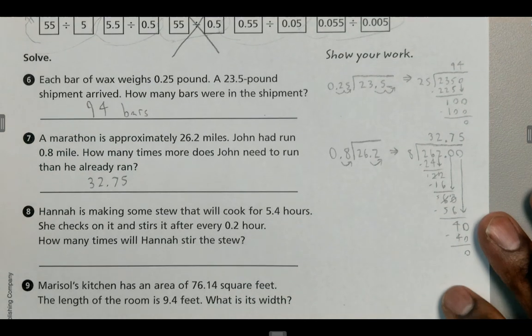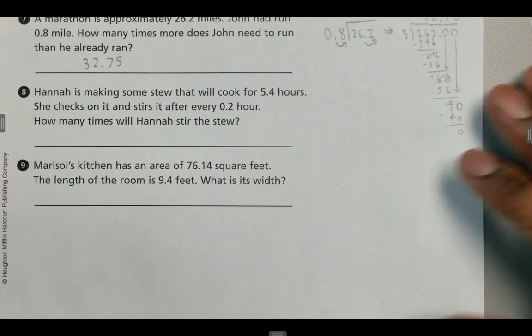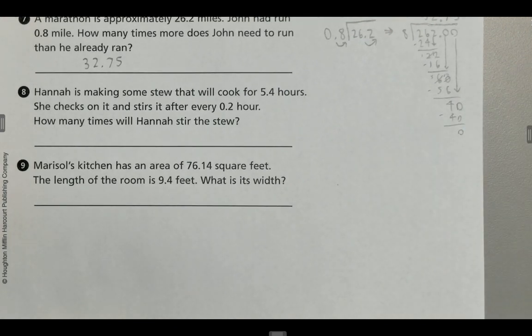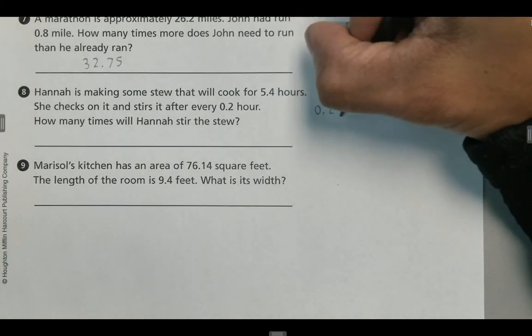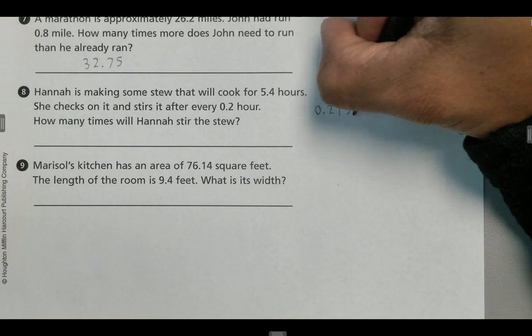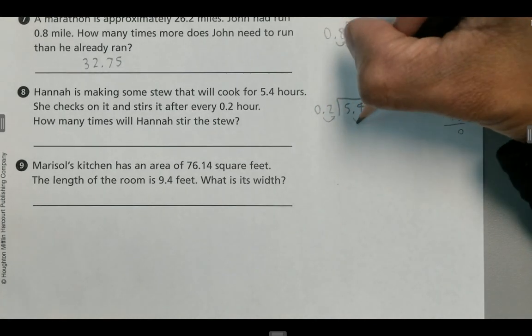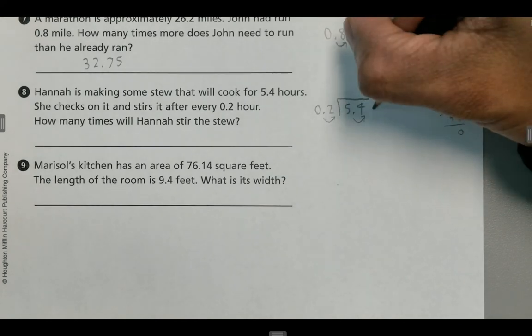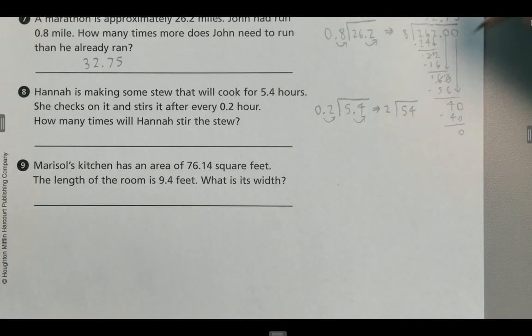Number 8. Hannah is making some stew that will cook for 5 4/10 hours. She checks on it and stirs it after every 2/10 of an hour. How many times will Hannah stir the stew? All right, let's set it up. How many pushes are needed? Whoop, whoop. Let's rewrite this. Our new divisor is 2. Our new dividend is 54.